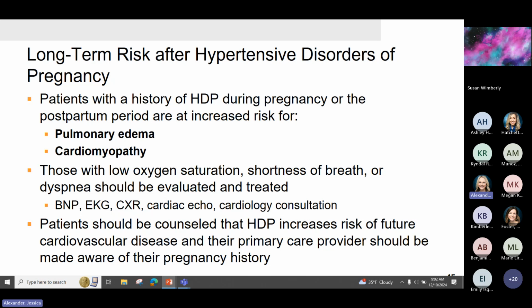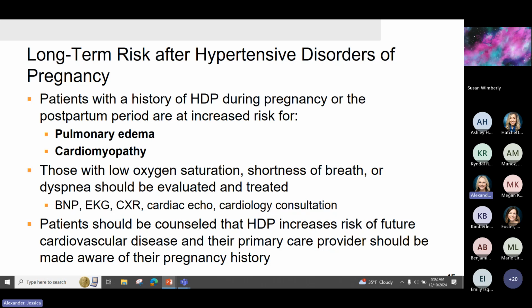Long-term risk from hypertensive disorder seems to be a relatively hot topic at this time. Patients with a history of hypertensive disorders in pregnancy or the postpartum period have increased risk for pulmonary edema and cardiomyopathy. Those in particular with low oxygen saturation, shortness of breath, or dyspnea should be evaluated and treated accordingly.